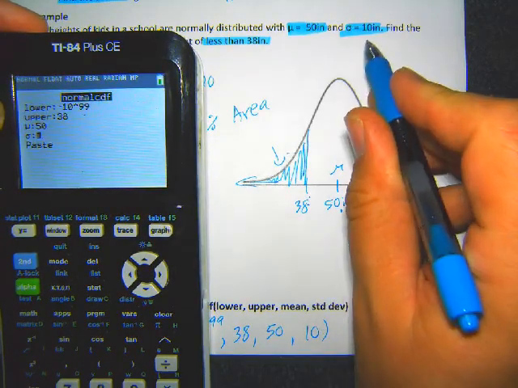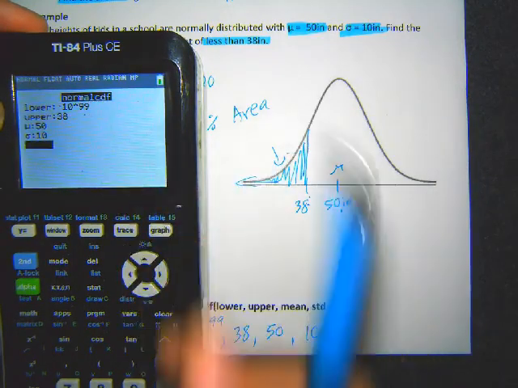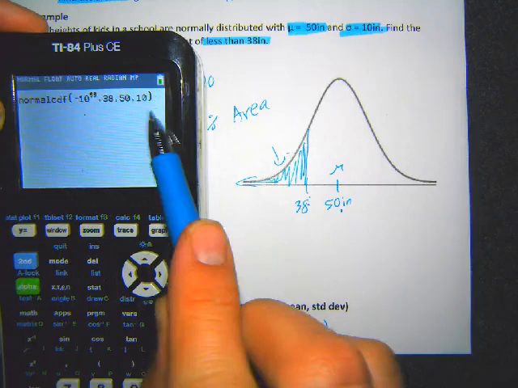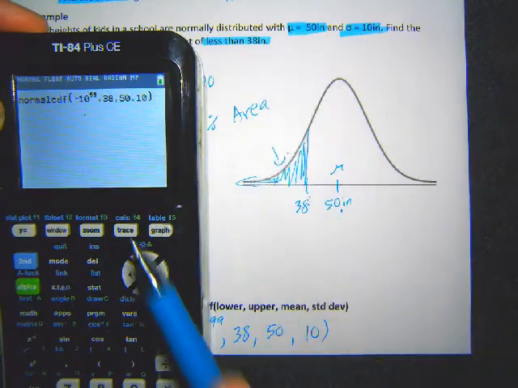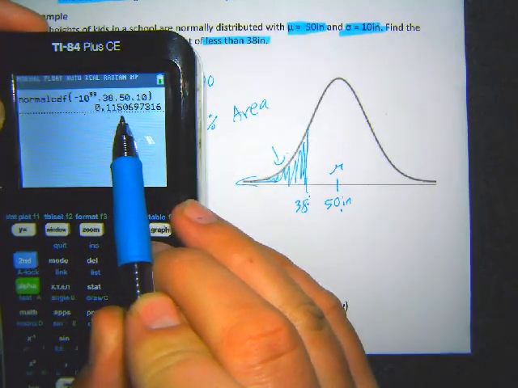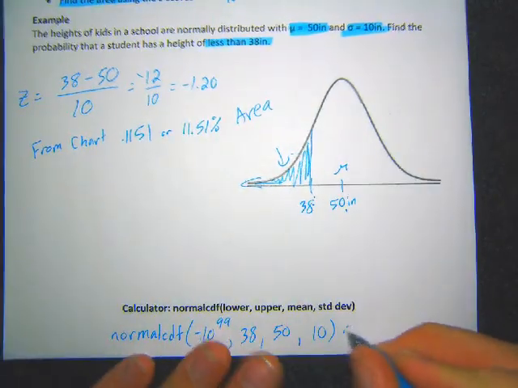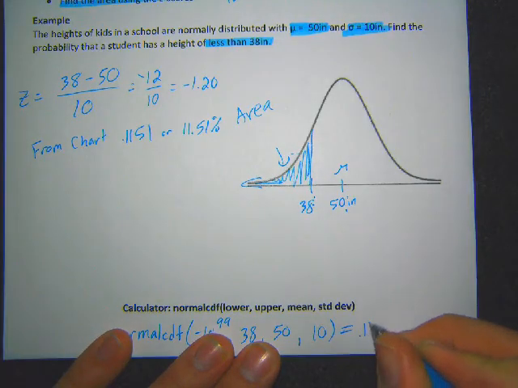But in this case, our standard deviation is 10. So I'm going to type in 10 for our standard deviation. Again, I typed them in like this, but your calculator might have you type them in differently. It just depends on the calculator you have. That should give us the same area, and it did. It gave us 0.1150, but the 6 would tell us to round that up to a 1. So it would round to 0.1151. So it gave us the same value.